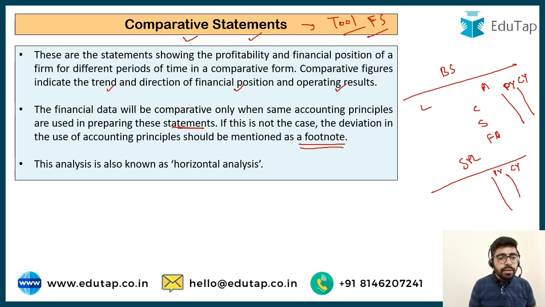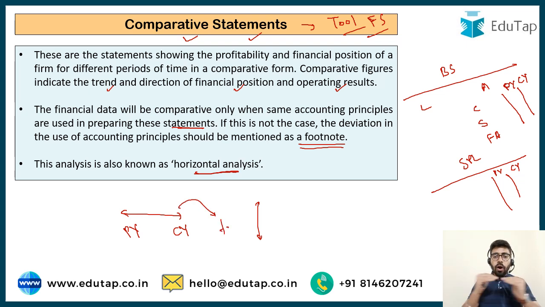Now this analysis is also known as horizontal analysis. So horizontal is like this, vertical is like this. So here what we are doing, we are trying to do this only. We are comparing the figures of the previous year and current year, and we are trying to find out the percentage change, increase or decrease. So this is sort of a horizontal analysis which we are doing here.